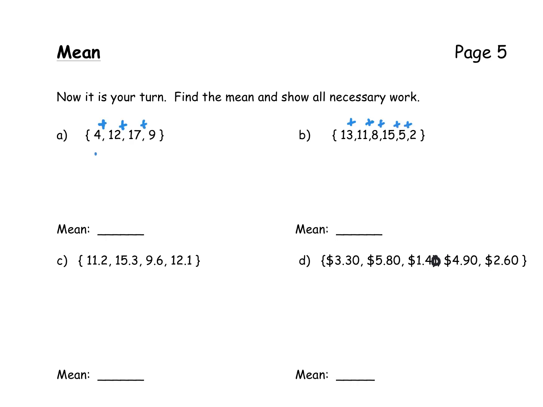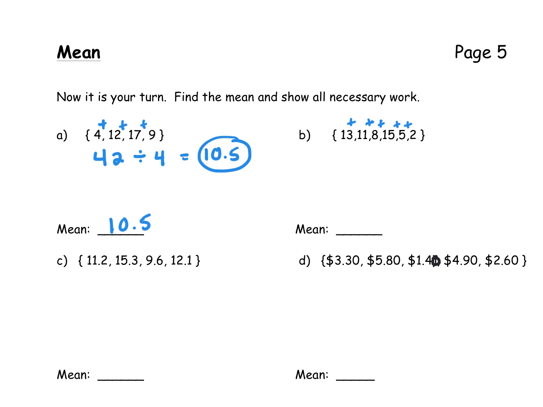The sum of letter A should be 42, and there are 4 data items, so we're going to divide by 4, and that quotient is 10 and 5/10, meaning the average or mean is 10 and 5/10.